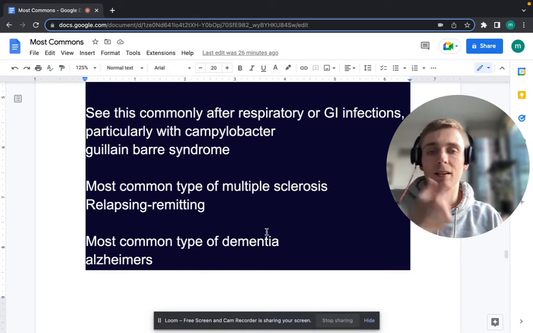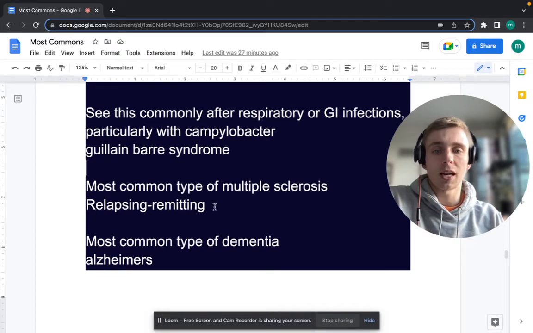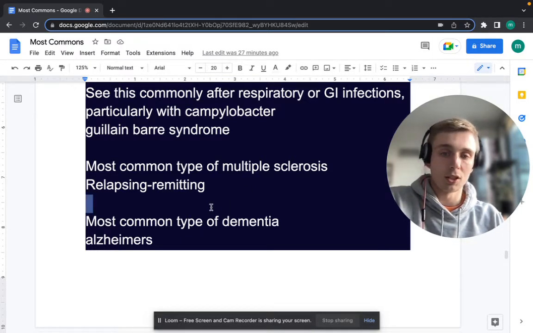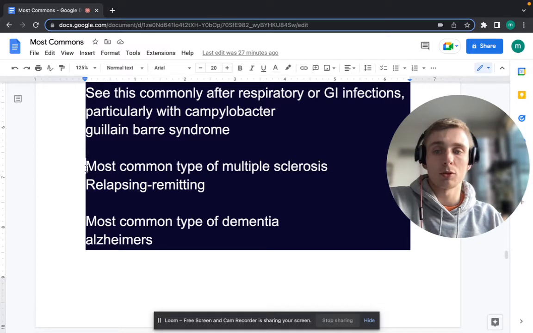Most common type of multiple sclerosis. There are many different types of multiple sclerosis disease course, and the most common is going to be relapsing remitting. So they get better, then worse, better, then worse. Or they could be straight up progressive, where they just get worse and worse. Or they could just stay the same too. But relapsing remitting is the most common type of multiple sclerosis.